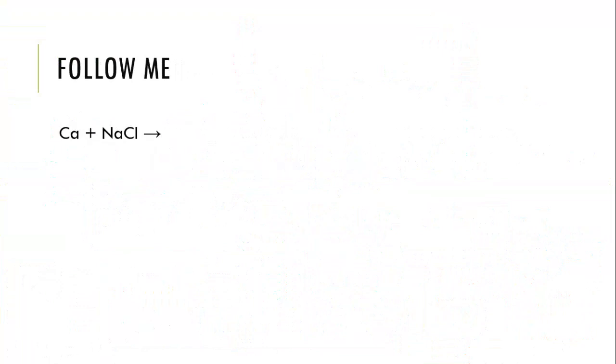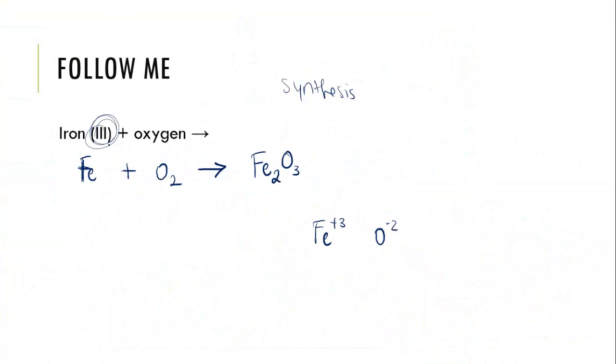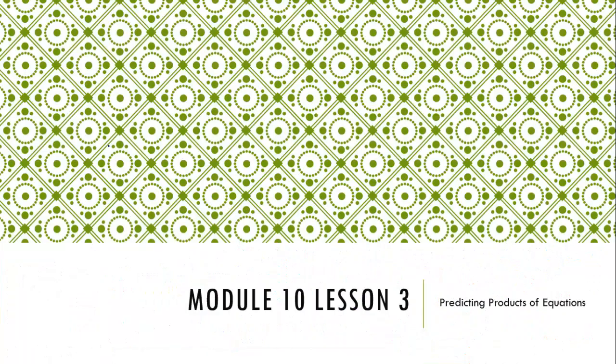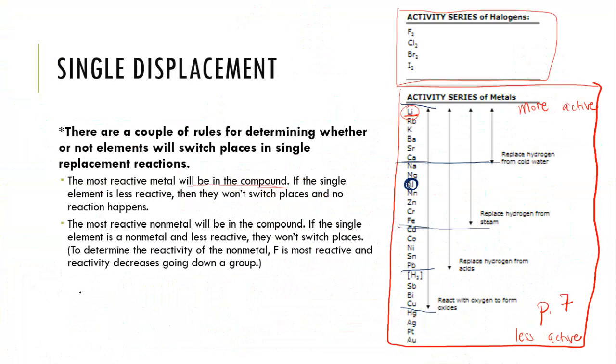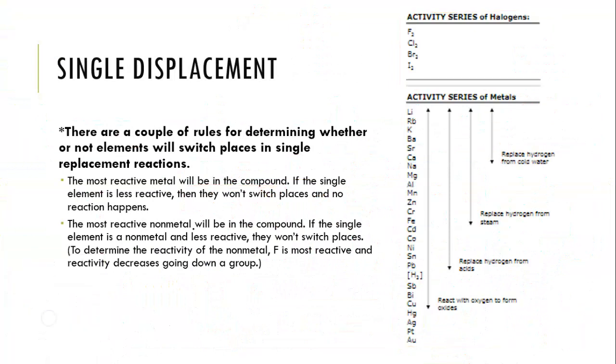Okay, this one. I gave you the formulas this time because some of them I do like. I have the formulas. What is this going to be? Well, this is going to be a single replacement because I have a single element and a compound. The question is, do they switch places? So we need to go backwards and look and see if they switch places. So we have calcium and sodium right here. Let's clear all this stuff off so we can see a little better. Okay, calcium is here. Sodium is down below it.